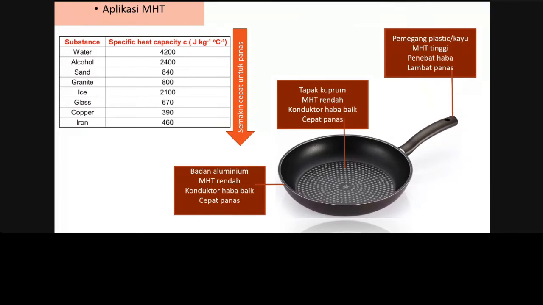Okay, kita ada water. Water being the biggest here. And then kita tengok iron. Iron is besi kan. So awak tengok semakin dia kurang, kalau makin kecil nilai, maksudnya benda tu makin senang panas. Okay. Water sebenarnya dia tak senang panas.